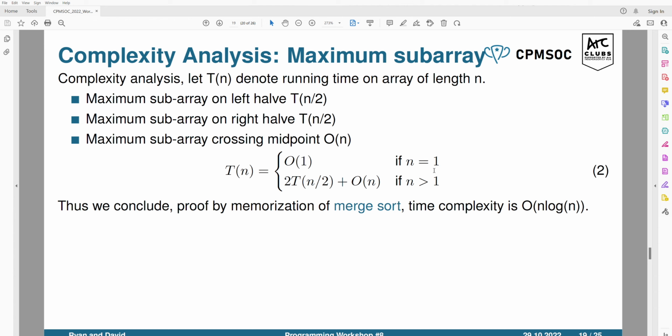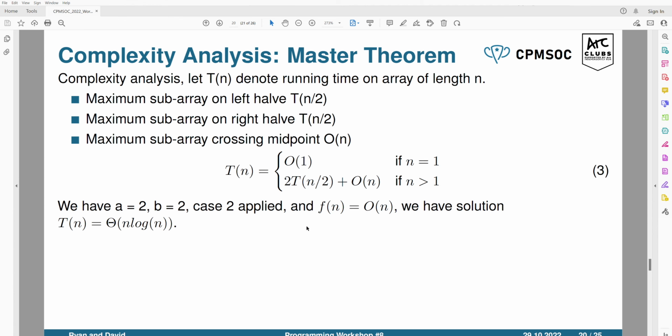And then we can prove, by our memorization of merge sort, that the time complexity would be n log n. Let's conclude today's workshop. Just kidding. So we're going to use the master theorem, and in this case, a equals 2 and b equals 2. Then we find that case 2 applies, and we also know that f(n) equals O(n). Then we just plug in the numbers and we get big theta of n log n, which also aligns with our memorization of merge sort's complexity.